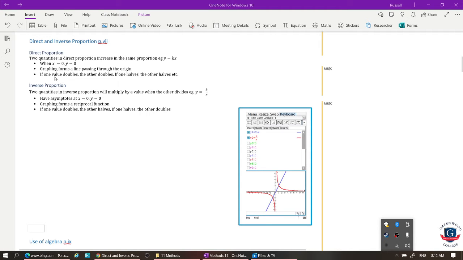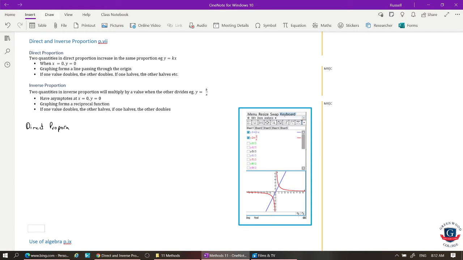And we need to consider that as one value doubles, another doubles. If it halves, it halves. If it triples, it triples, so on and so forth. So we could use a simple example here of revenue for a lemonade stand.